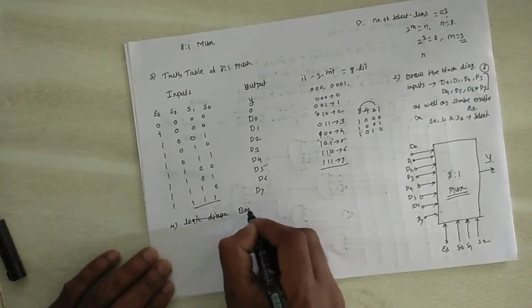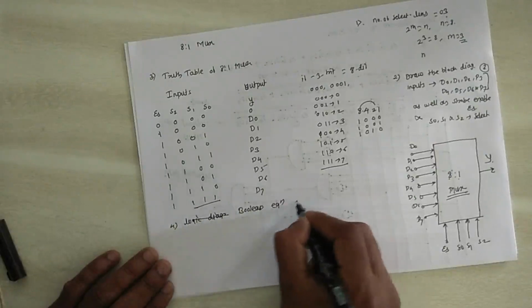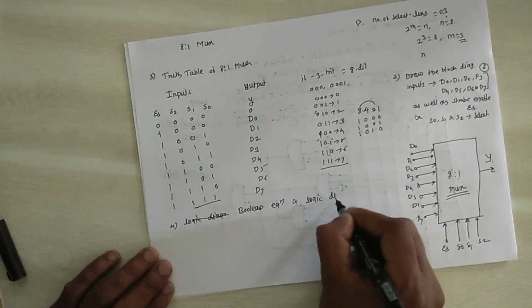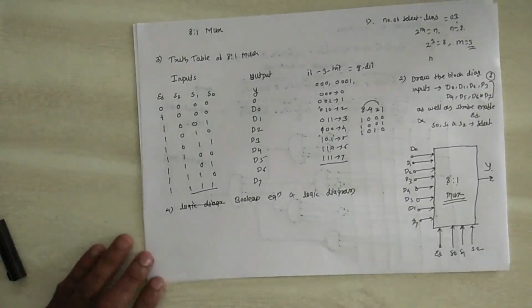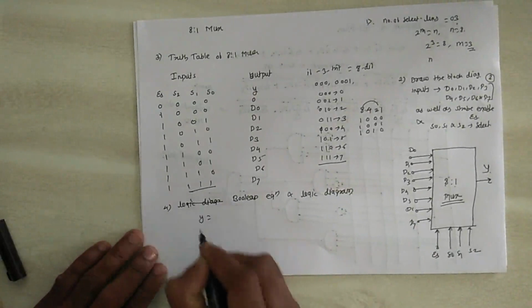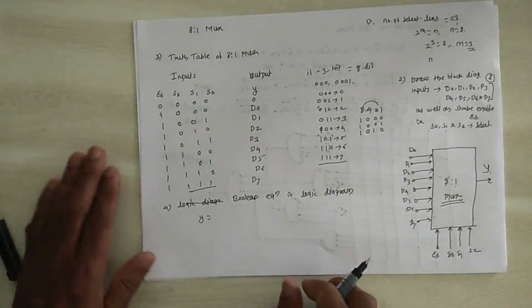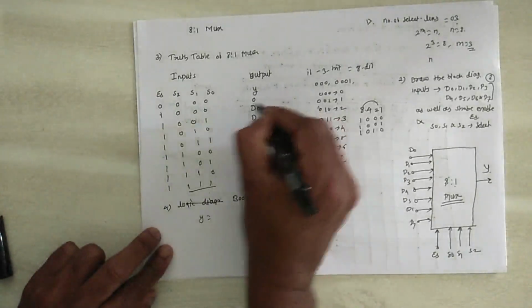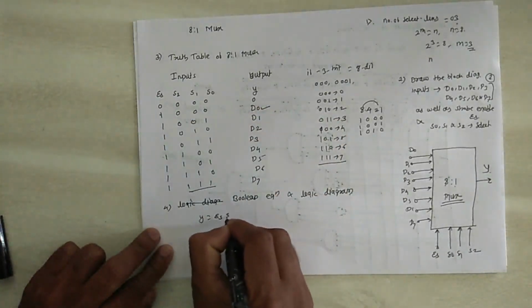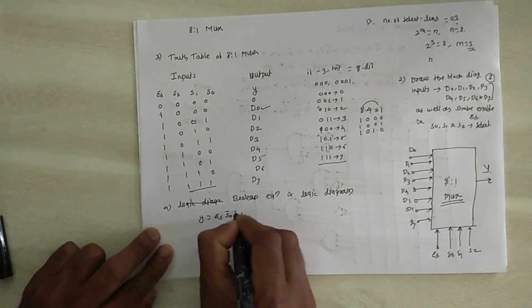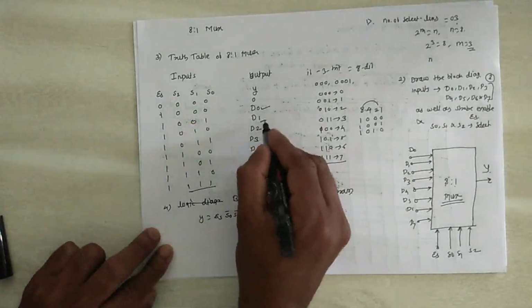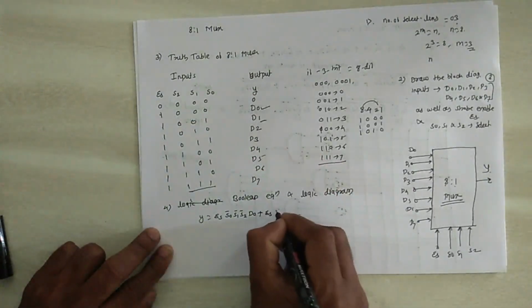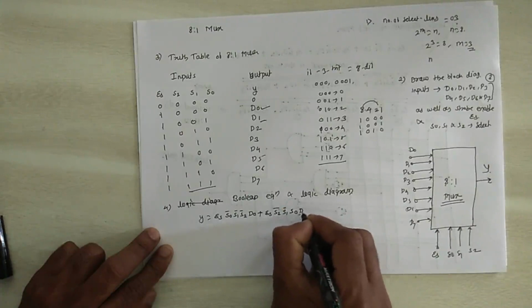First the Boolean equation and logic diagram. Okay, in this way we can find out the logic diagram for output Y. Y is equal to, first for this, what are the inputs? ES, S0, S1, S2 complement, because all are zeros, into D0, plus for this D1, ES, S2 complement, S1 complement, S0 into D1.